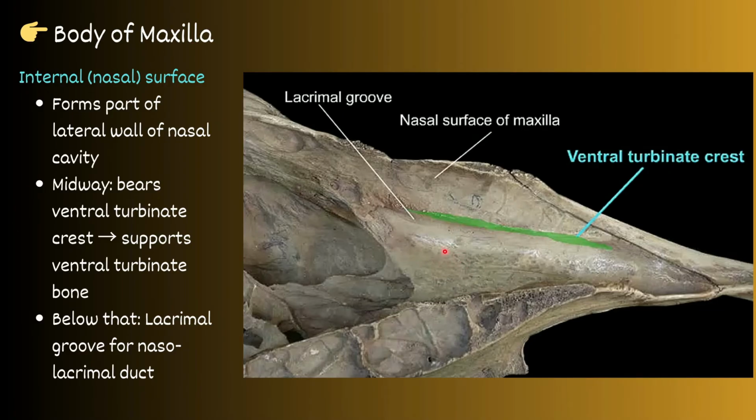So what will you find? It forms part of the lateral wall of the nasal cavity. Midway it bears the ventral turbinate crest. You can see somewhere at the midway you will find a ventral turbinate crest. It supports the ventral turbinate bones.